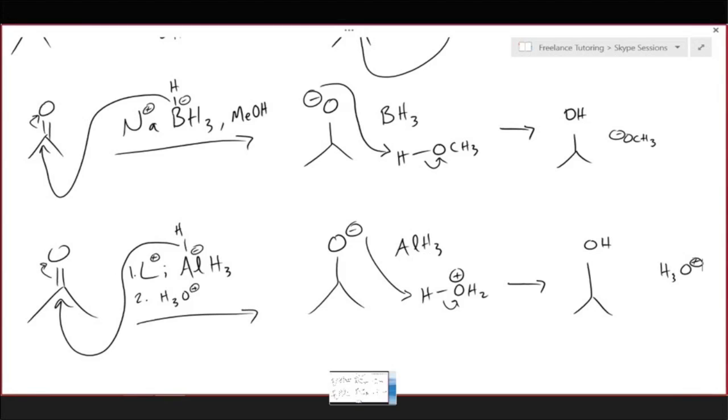Well, you have to do separate steps with the lithium aluminum hydride, whereas you could mix the sodium borohydride in a protic solvent. That's right. Theoretically, we could use water with the sodium borohydride, but for some reason, the textbooks usually use alcohol.